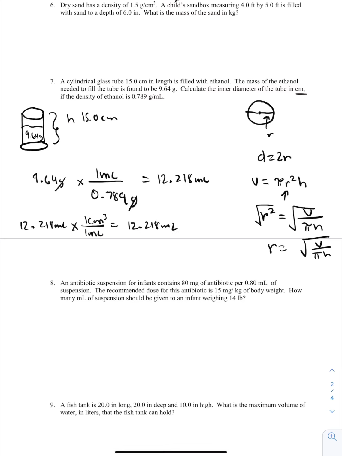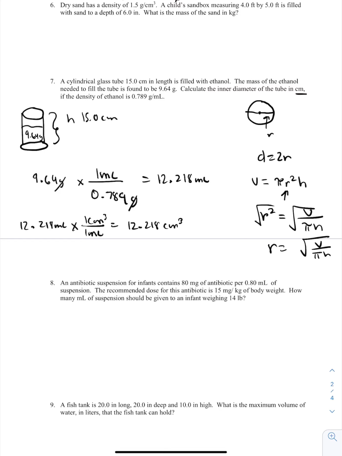And you're probably wondering, well, I still have a cubed unit. Yes, you do. And our objective is to find it in centimeters. But if we look at the formula, if we take the square root, that cubed power is going to be reduced to the power of 1, which is just centimeters. So we're actually on the right track.